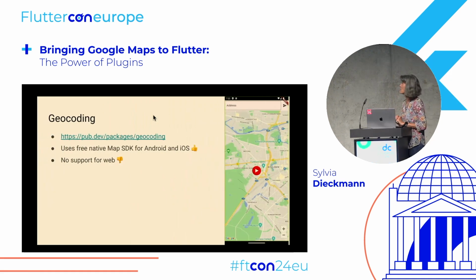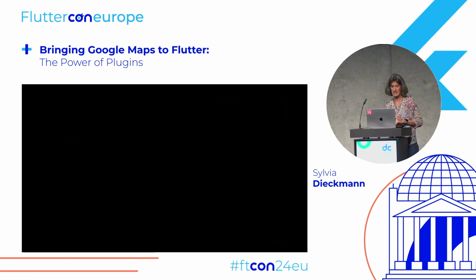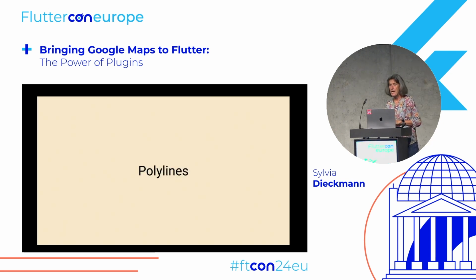As I mentioned, I'm using the geocoding package for this part. That has the advantage of using the native Maps SDKs for Android and iOS, which means it's free for me. It has a disadvantage that there's no web support, and we'll talk about this in the second part a little more. The last thing I wanted to do is I wanted polylines.